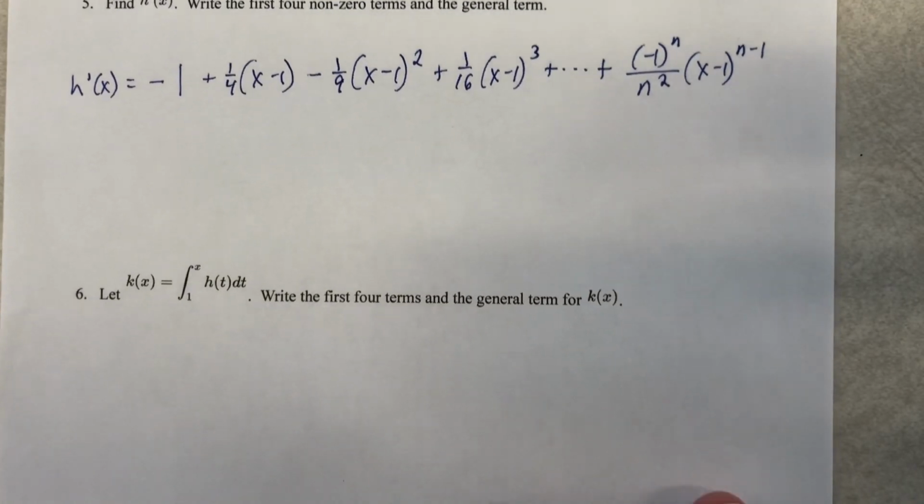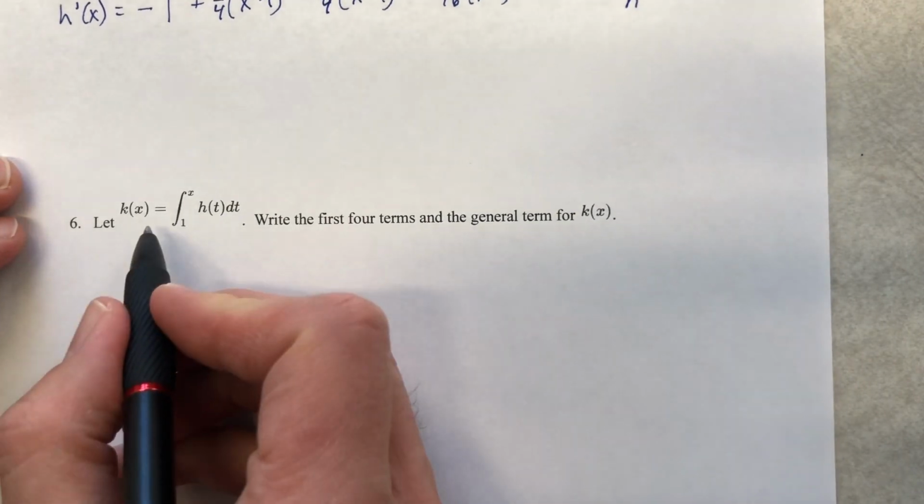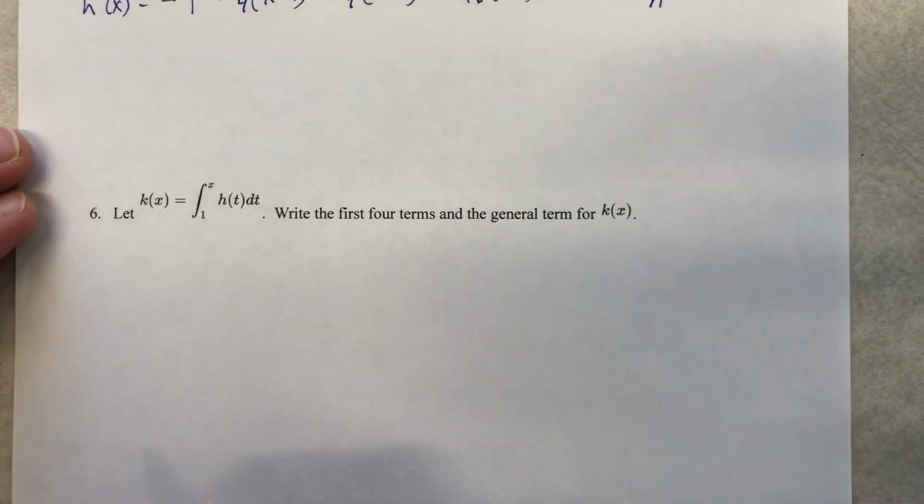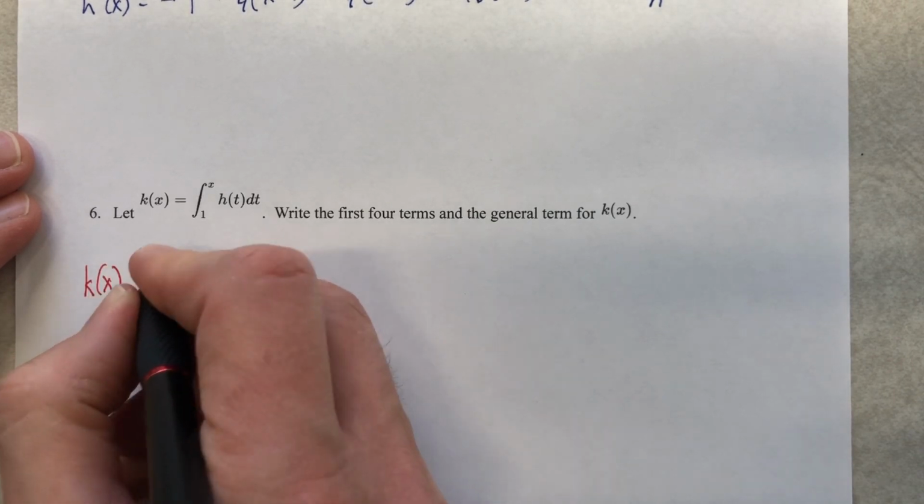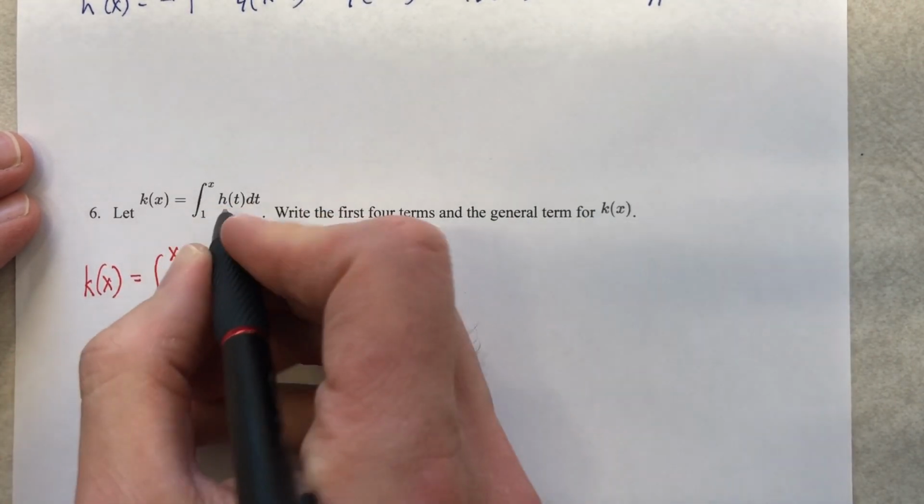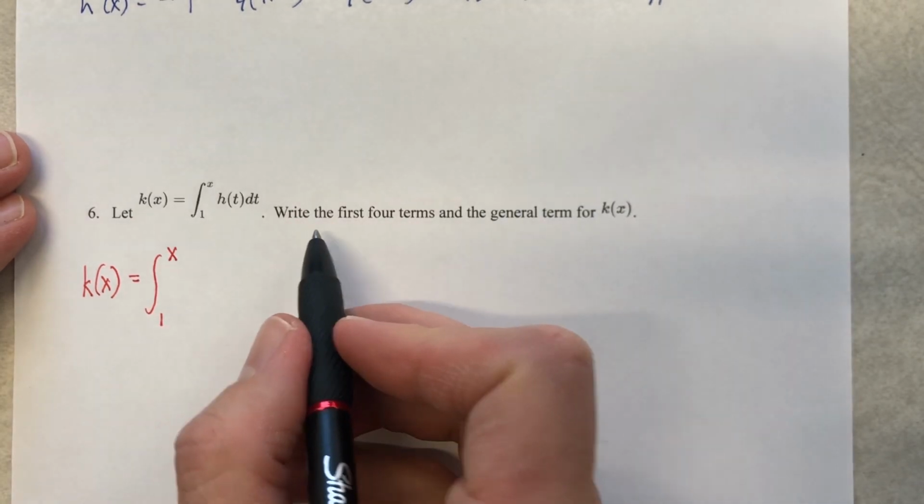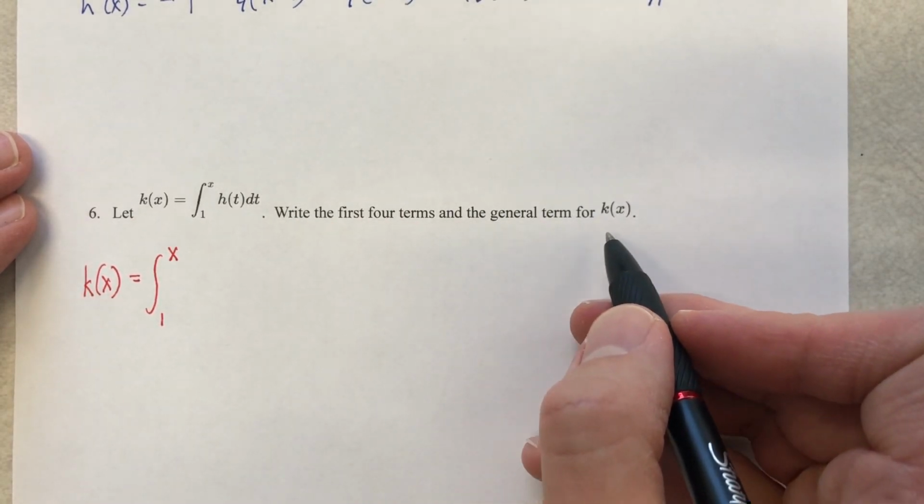All right, now let's find an integral. And in doing this, we're going to do a lot of writing. Let's write this one in red just for fun. So k of x equals the integral from 1 to x of h of t dt. And then it says write the first 4 terms and the general term.